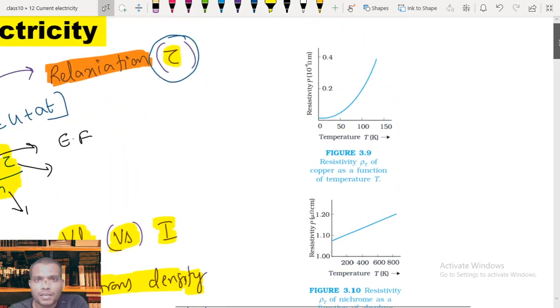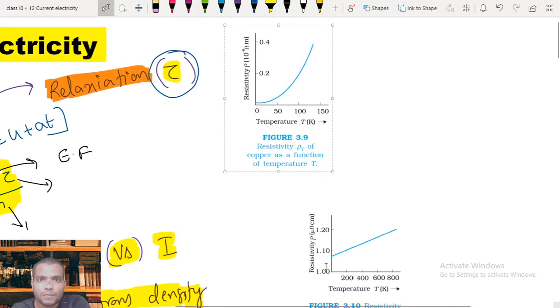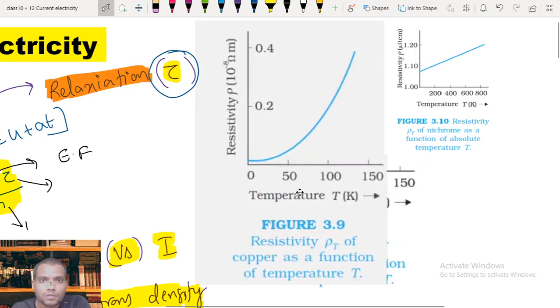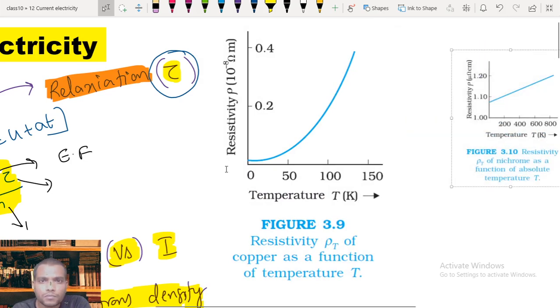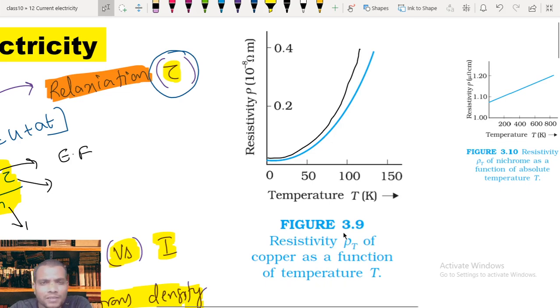I have three graphs. First, the resistivity versus temperature. This is the graph, if we can go through. This is the resistivity versus temperature. By seeing the shape of the graph, when the temperature increases, the resistivity value also increases for a given particular metal.